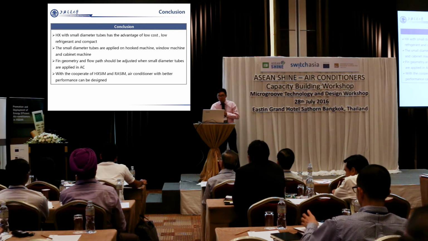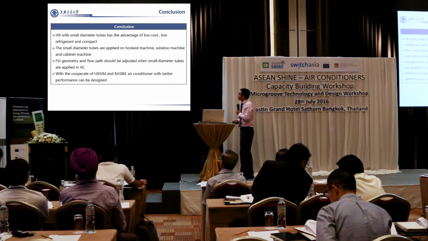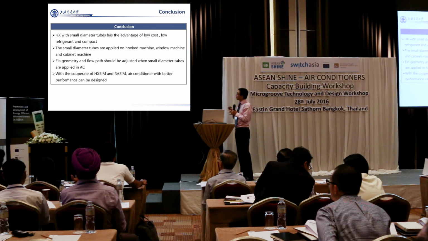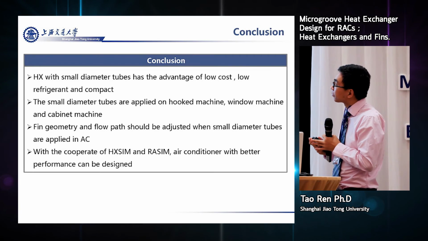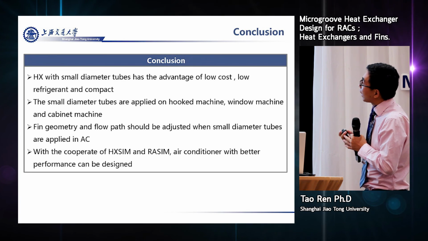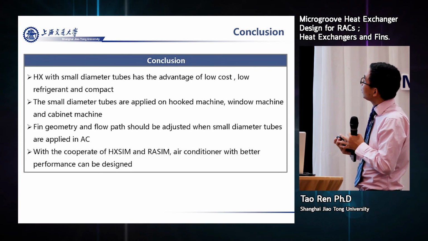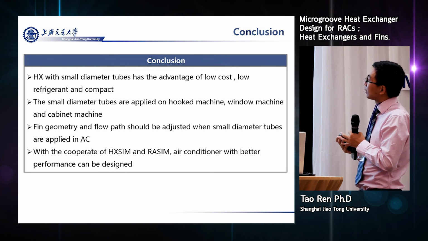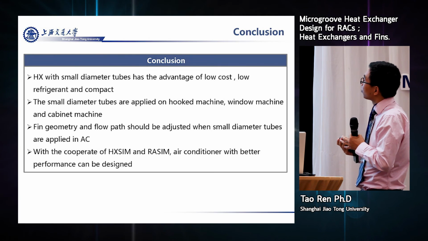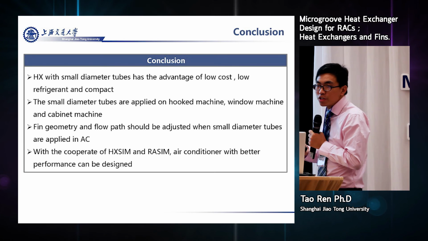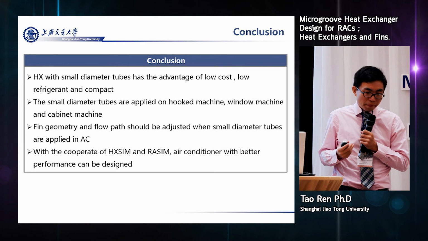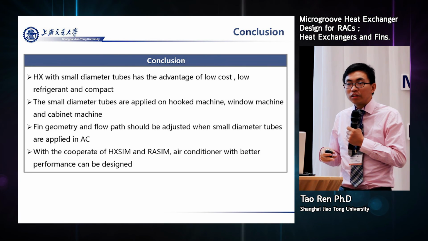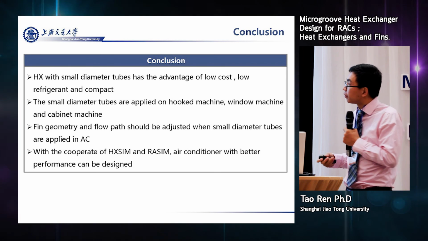Okay, let's draw some conclusions. A heat exchanger with small diameter tubes has the advantages of lower cost, less refrigerant, and being more compact. Secondly, small diameter tubes are applied in window machines and split type machines. Fin geometries and flow paths should be adjusted when small diameter tubes are applied in ACs, especially in heat pumps for the outdoor unit, and for cooling only in the indoor unit, the flow paths should be adjusted.